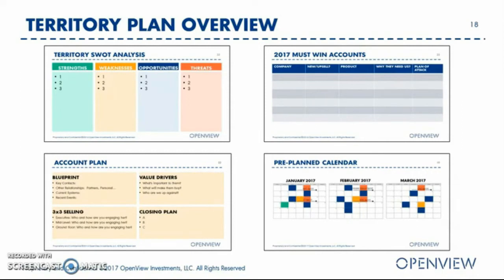So who are your must-win accounts that you should know at any given point? These are the specific accounts you want to be penetrating. And then what is your plan per account? Not only is it who are the people that you want to be talking to, but what is your plan to lead with insights and deliver a message that's going to resonate with them? And then what is that pre-planned calendar to reach out to them?